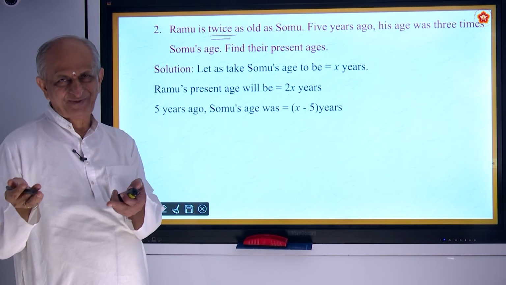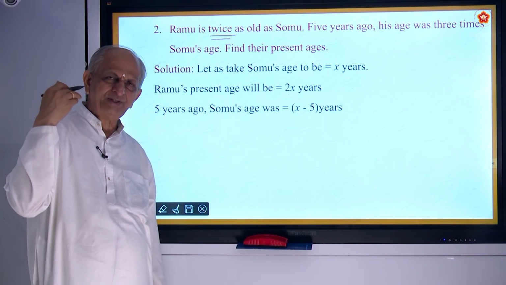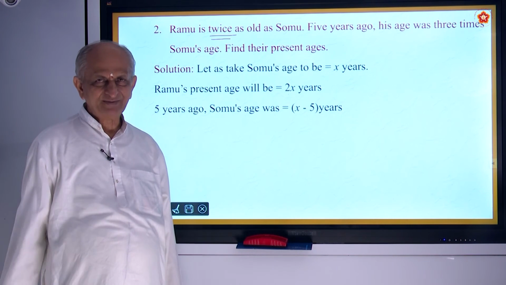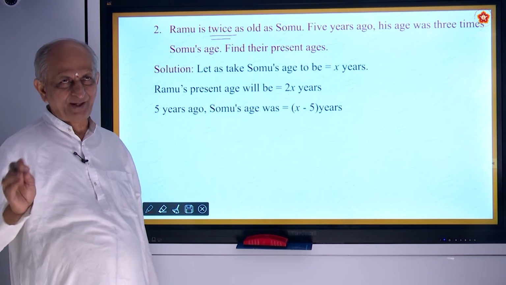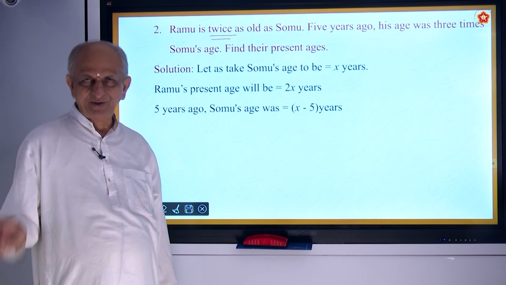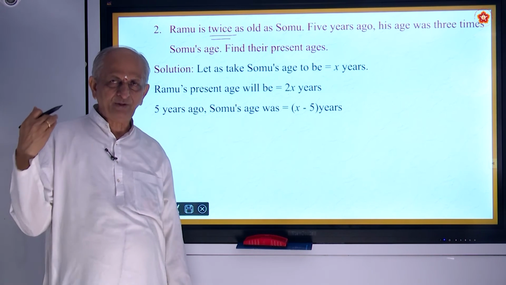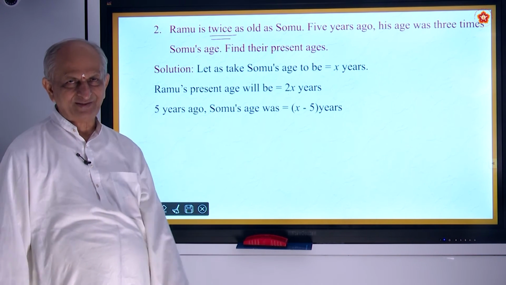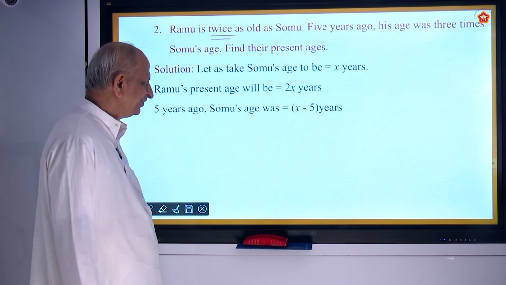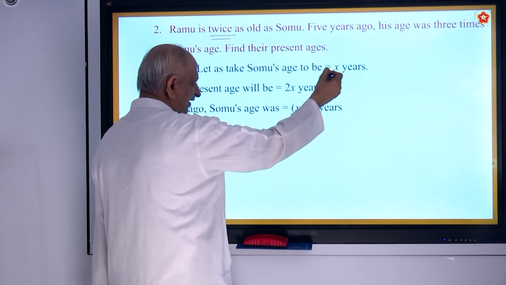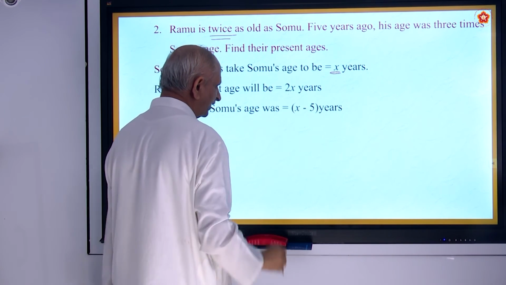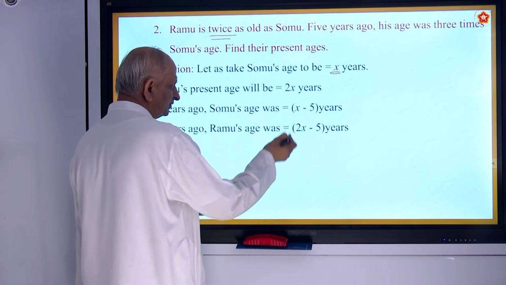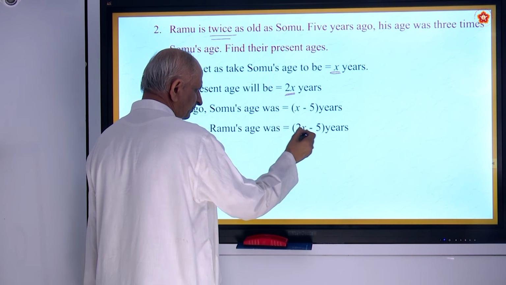Now 5 years ago, suppose your age is say 15 years now. 5 years ago how much was it? 15 minus 5, correct? 10. No sir, I am not 15, I am just 12, you may say. Now your age is 12, okay? 5 years before how much was it? 12 minus 5, 7. You are so short then. Is it not? So also here. It is x years now. 5 years ago it is x minus 5. And 5 years ago what will be Ramu's age? It is 2x minus 5.